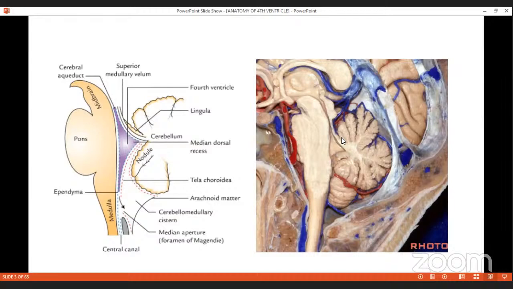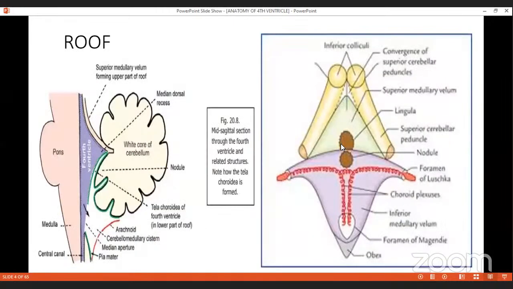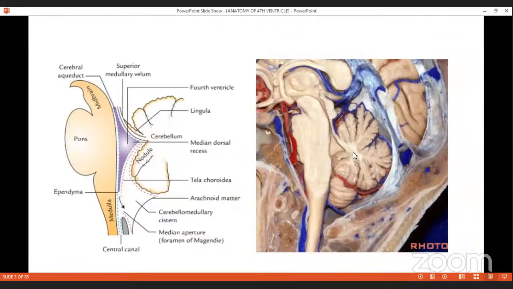The posterior aspect, that is the roof, is formed by two slopes, the superior slope and the inferior slope. The superior slope is formed by the superior cerebellar peduncle and the superior medullary vellum, whereas this inferior slope is formed by the inferior medullary vellum and the tela choroidea, whereas the floor is formed by the structures of the brainstem. We'll be dealing with the roof and the floor of the fourth ventricle separately in the next few cadaveric pictures that we'll see.